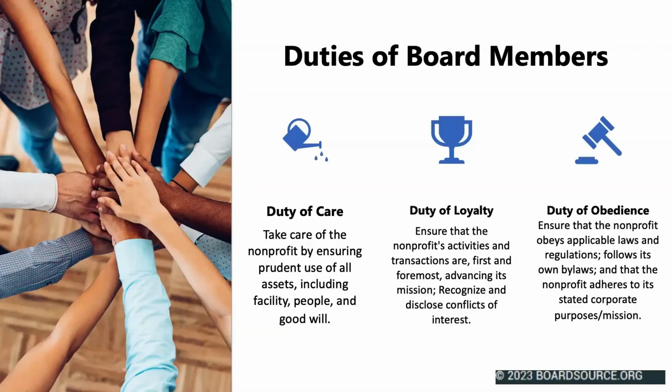And lastly, the last duty is duty of obedience. What this means is that the nonprofit is obeying all the applicable laws of the nation, the city, the state that it's governed by. Also, the bylaws which the nonprofit has created, making sure that it's adhering to its stated purpose and mission of the organization.